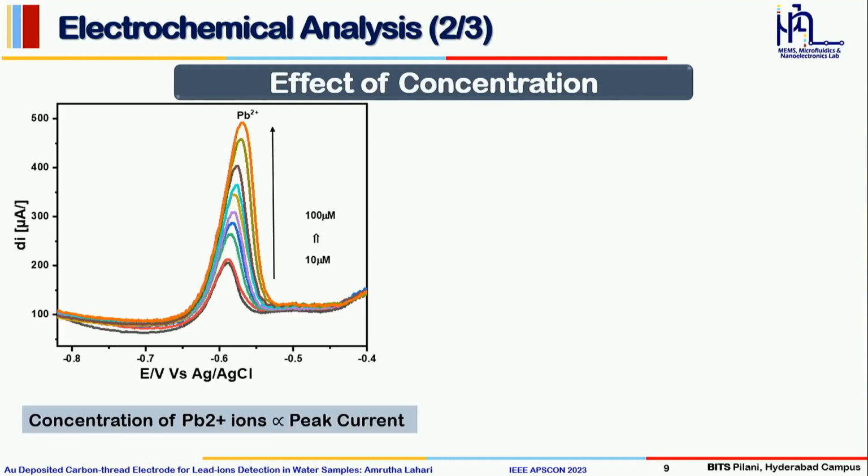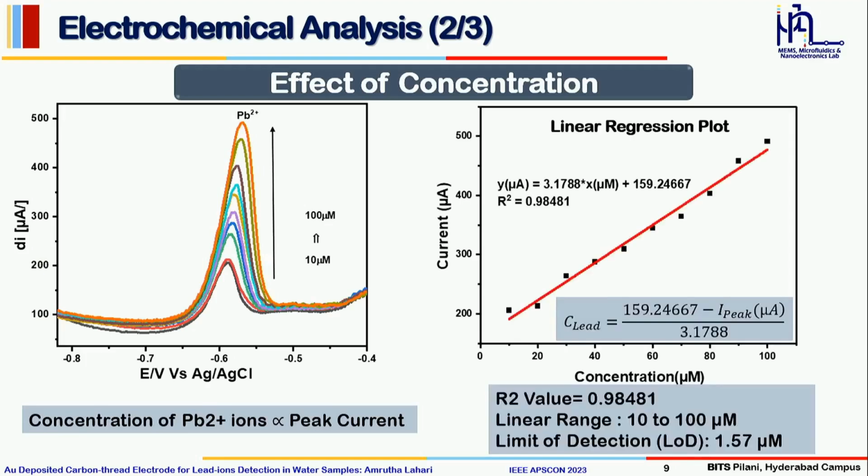For every sensor, for the calibration step, we did concentration analysis from 10 micromolar to 100 micromolar, where the concentration is directly proportional to the peak current. The analysis was differential pulse voltammetry. We calibrated it into the linear zone, where the R square value was found to be 0.98, the linear range was 10 to 100 micromolar, and the limit of detection was found to be 1.57 micromolar.